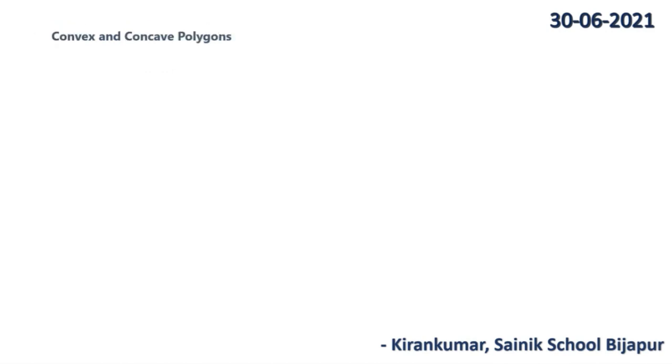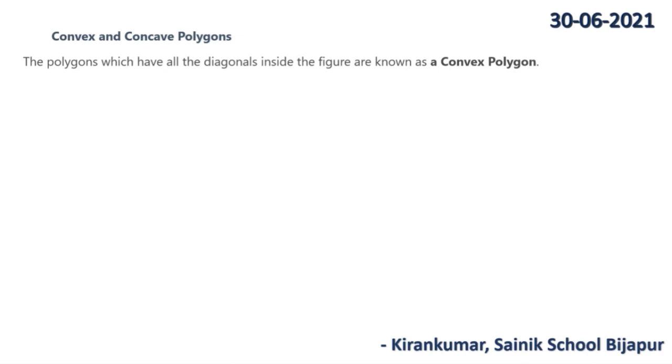When we think of a polygon, there will be two types. They are convex and concave polygon. What are these convex polygons? The polygon which has all the diagonals inside the figure is known as a convex polygon. Look at the figure here. The diagonals are inside the figure. There are two diagonals here. They are inside the figure. It's a convex polygon.